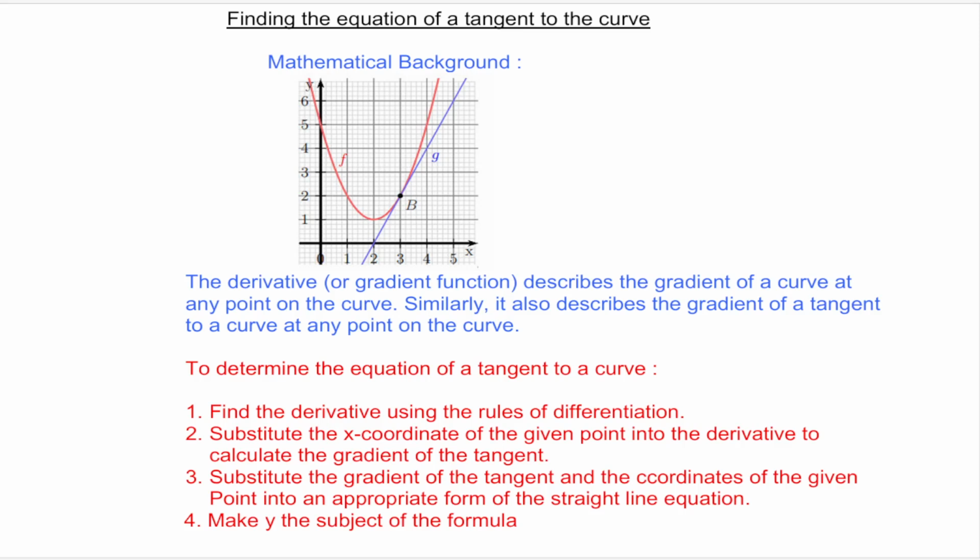First, find the derivative using the rules of differentiation. Second, substitute the x-coordinate of the given point into the derivative to calculate the gradient of the tangent. Third, substitute the gradient of the tangent and the coordinates of the given point into an appropriate form of the straight line equation. And last but not least, number 4, make y the subject of the formula.